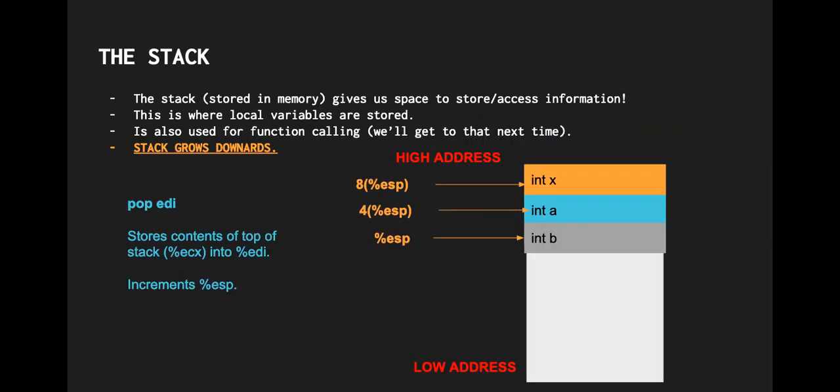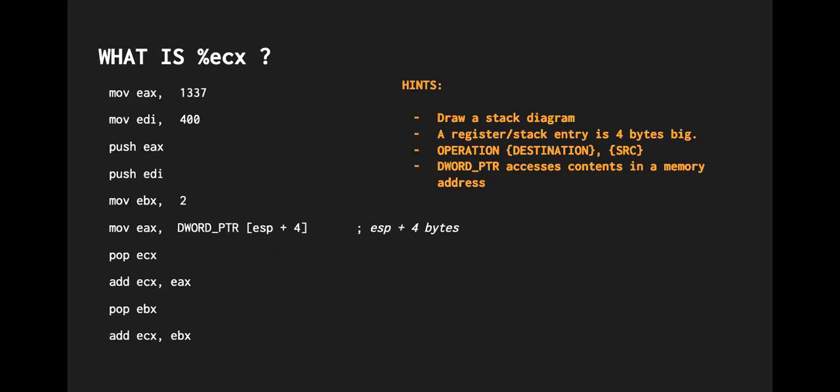Is there any confusion? Okay, cool. So here's your first challenge. Why don't you guys work together and determine what ECX is at the very end of this instruction right here. Some tips I'll give to you. It's probably helpful to draw a stack diagram. Remember that registers are 4 bytes big, and the operations syntax is usually operation, destination, source.